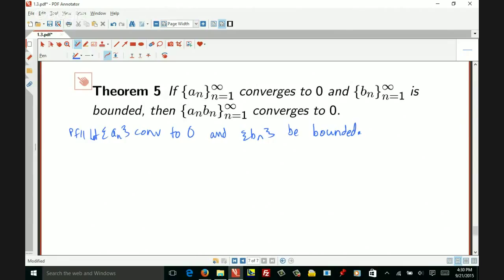Well, B_n is bounded, so what does that mean? The absolute value of B_n is less than some number. I'm going to choose it in the naturals so I know it's positive and bigger than 0. There exists an M in the naturals such that for all n in the naturals, |B_n| is less than or equal to capital M. Okay, let's do our algebra.